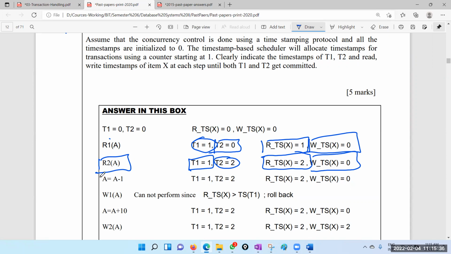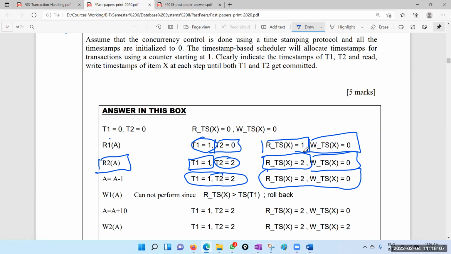Now you are doing a calculation operation. When you do that, you don't have to change the timestamps, right? The timestamp of a transaction will never change. It is always 1 and 2. The read and write timestamps are also not changed because it's not a read or write operation. Can you understand up to this point? Let's stick with the examiner's notation.